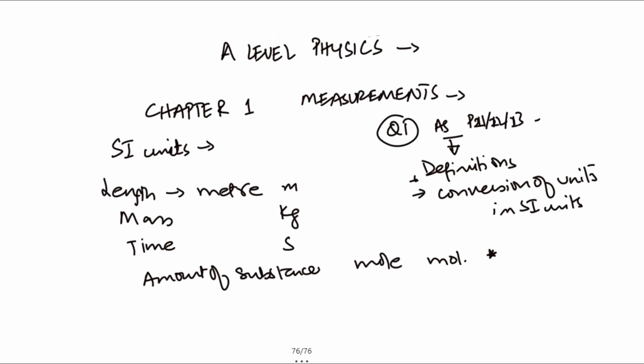Okay, then we have temperature, that is Kelvin, K, not Celsius. Then we have current, ampere, capital A. And then we have luminous intensity, that is candela, and cd, the abbreviation.